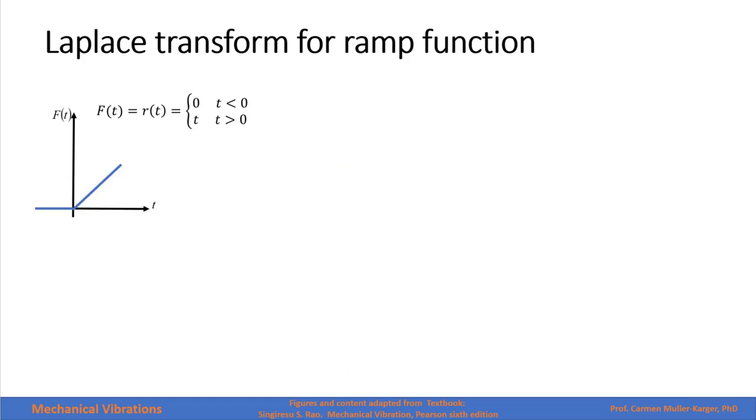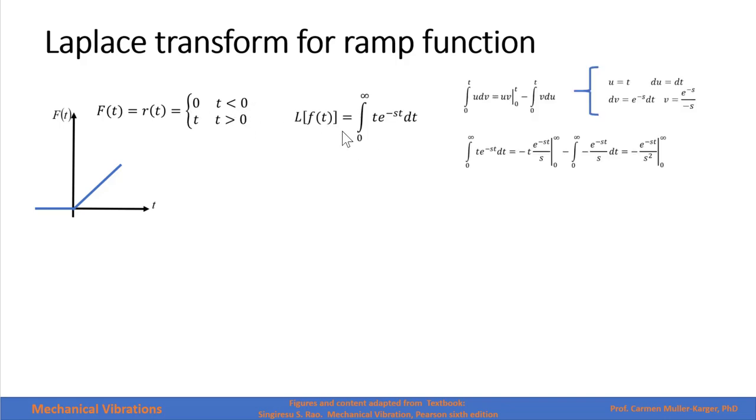The next function for which we would like to find the Laplace transform is the ramp function. So we have a unit ramp. It means that the slope is equal to 1, and our function will be equal to t for t greater than 0 and 0 for t less than 0. If we apply our transform, we have two functions that are functions of time. Therefore, we have to apply integration by parts.